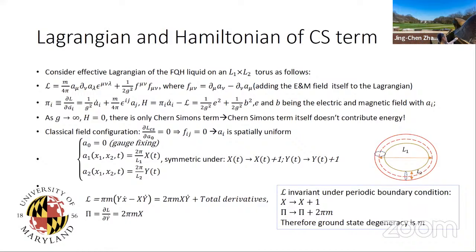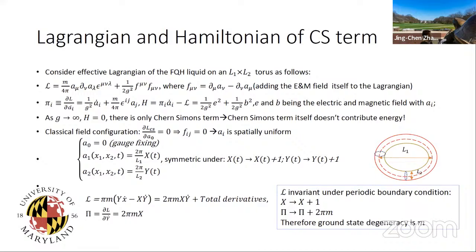And the usual definition of the Maxwell field tensor is just del mu A nu minus del nu A mu. And we can do the usual trick from classical mechanics. We can compute the conjugate momentum of the field A_i, and that is equal to 1 over g squared A_i dot plus m over 4 pi epsilon ij A_j. And we can compute the Hamiltonian of the system. And then amazingly, we get something like this: 1 over 2g squared E squared plus 1 over 2g squared B squared. Here, g is the coupling constant in front of the Maxwell term, and E and B are the usual definitions for the electric and magnetic field in electromagnetism.